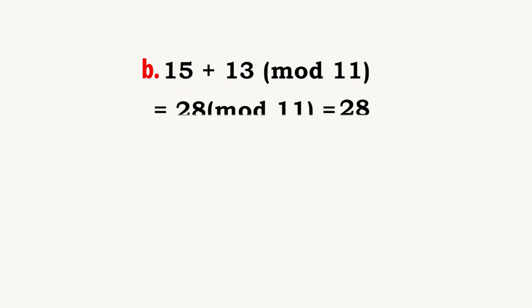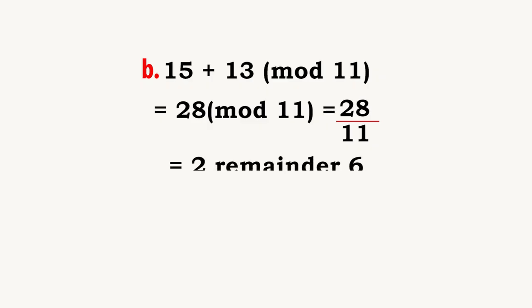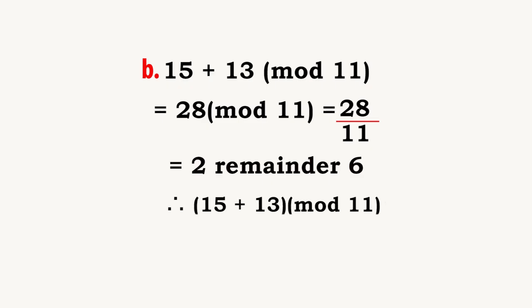Example B. We want to find the sum of 15 and 13 in mod 11. So once again, we add the two numbers. That gives us 28 mod 11. So we divide 28 by 11. We have 2 remainder 6. And therefore, we say 15 plus 13 mod 11 is equal to 6 mod 11.